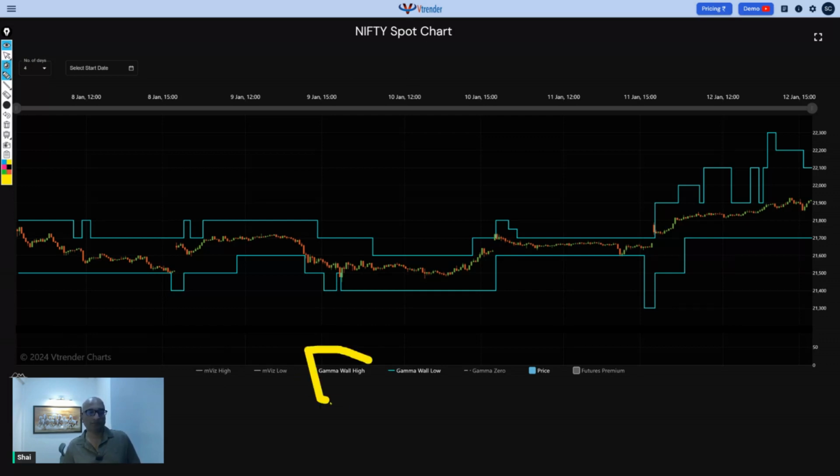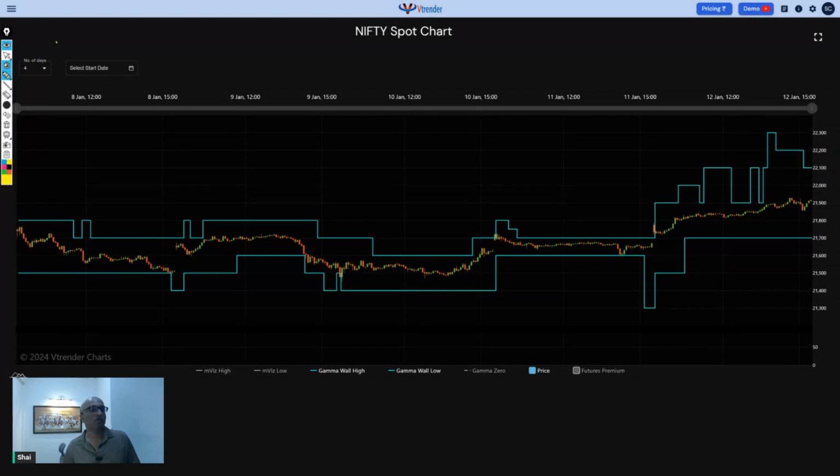But we use this data from the gamma of options, and we've arrived at a range for the coming series. So this range right now is 22,100 to about 21,700. So the first question you have to ask is, okay, it is a 400 point range. What does it mean? And how am I going to find it useful?